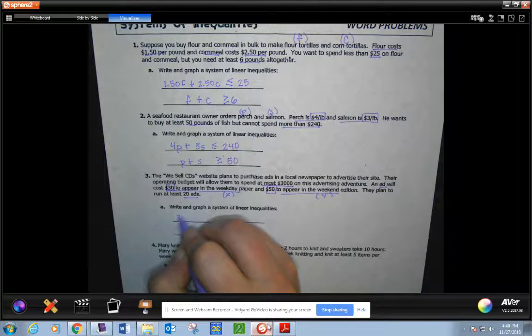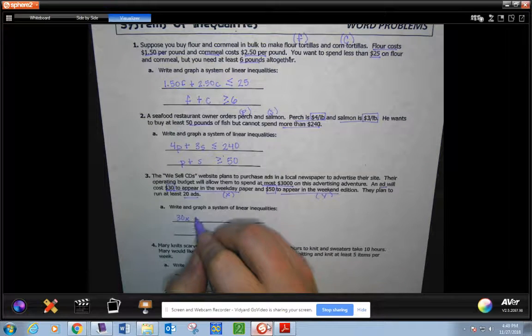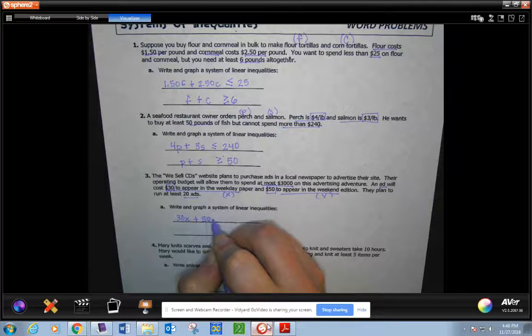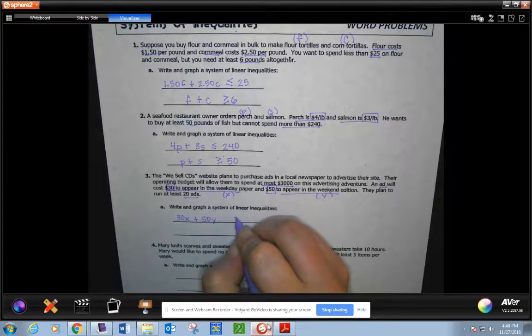So I know it costs me $30 for the weekday plus $50 for the weekend, and I can only spend $3,000. I cannot go over $3,000, so it's going to be less than or equal to. And I know that we're going to run at least 20 ads. I'm okay with running more than 20 ads, but not less than, so I have to be greater than or equal to. And then I just add my two ads together, and if we were solving, we would be ready to do elimination and solve.